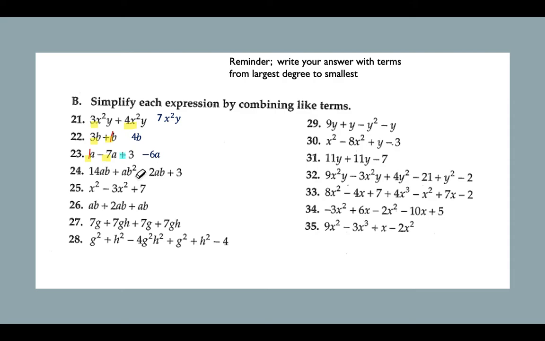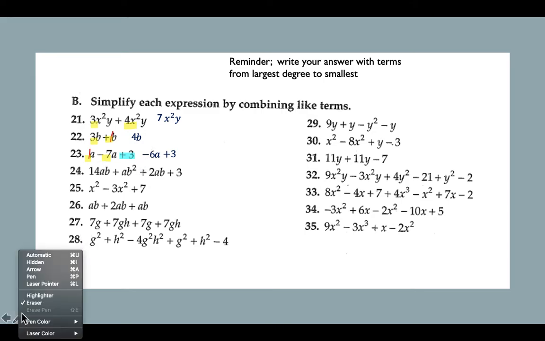And then you cannot add 3 to negative 6a because 3 is a constant. 3 is a term without a variable. So notice how I just have plus 3 left. I'm going to go ahead and bring that into my final answer. And this is your final answer.